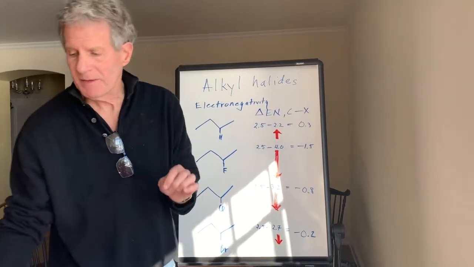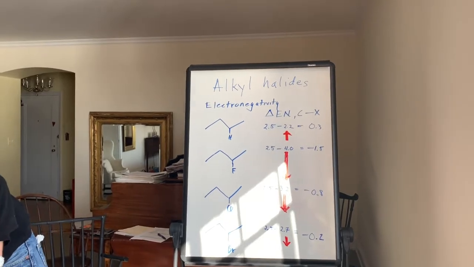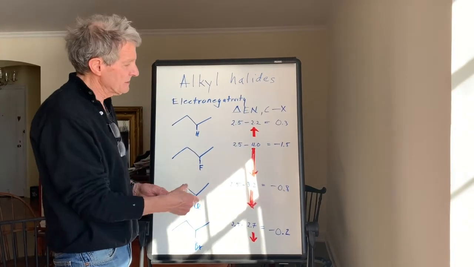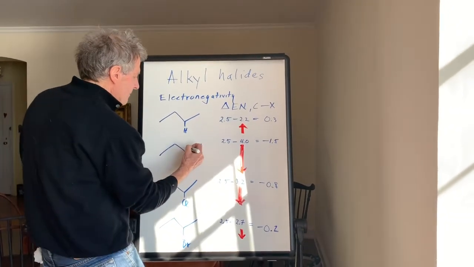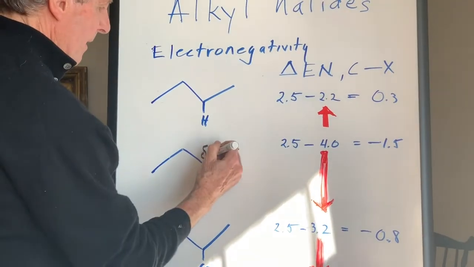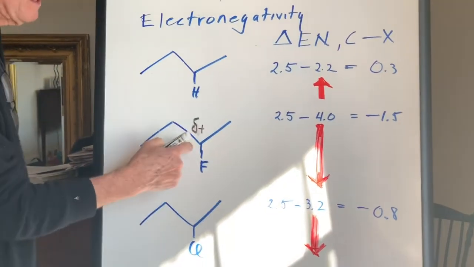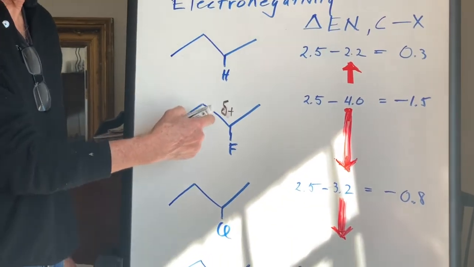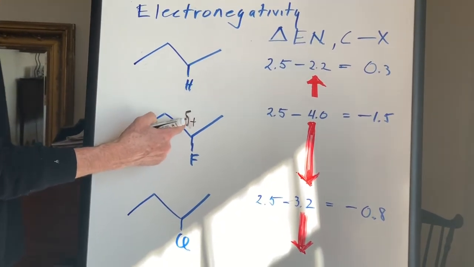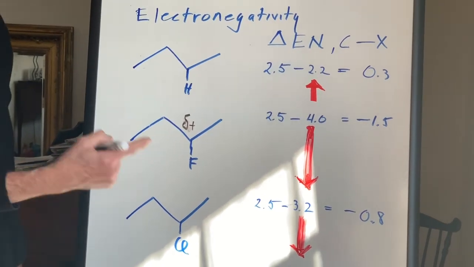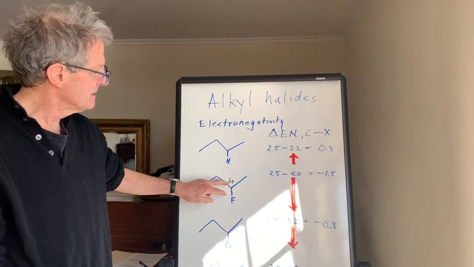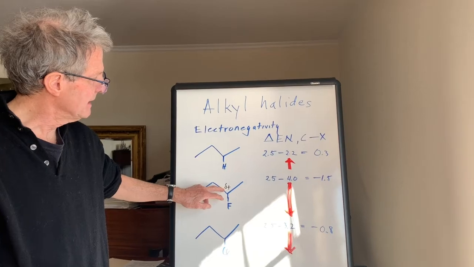And I can use another color to represent the effect here. Because the electrons are being pulled away from the carbon towards the halogen, we use this symbol. This is a delta, Greek letter delta, positive. That symbol means the carbon in the alkyl fluoride, this is a 2-fluorobutane, the carbon has a small positive character. The effect of a halogen bonded to a carbon is often represented by this delta positive.